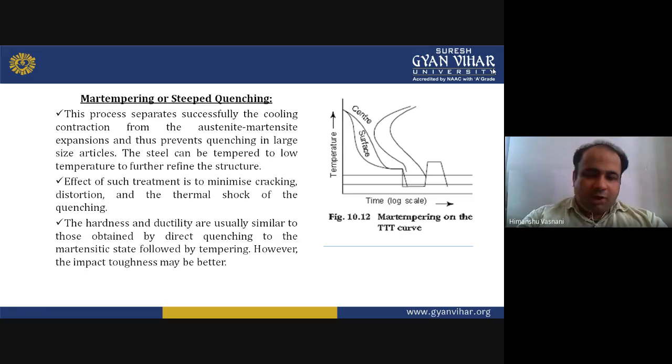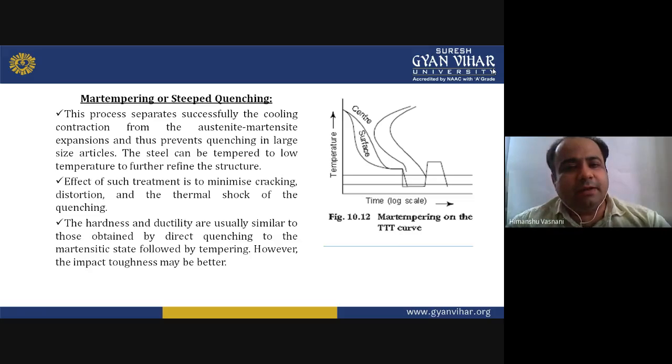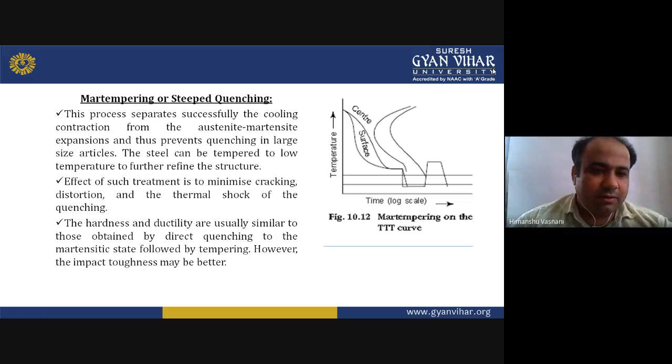Now, whatever we are doing, it will have some applications. We are not doing anything just for fun. We have an application, so we require some properties. So by this martempering process or stepped quenching process, the effect of such treatment is to minimize cracking, distortion, and the thermal shock of the quenching.